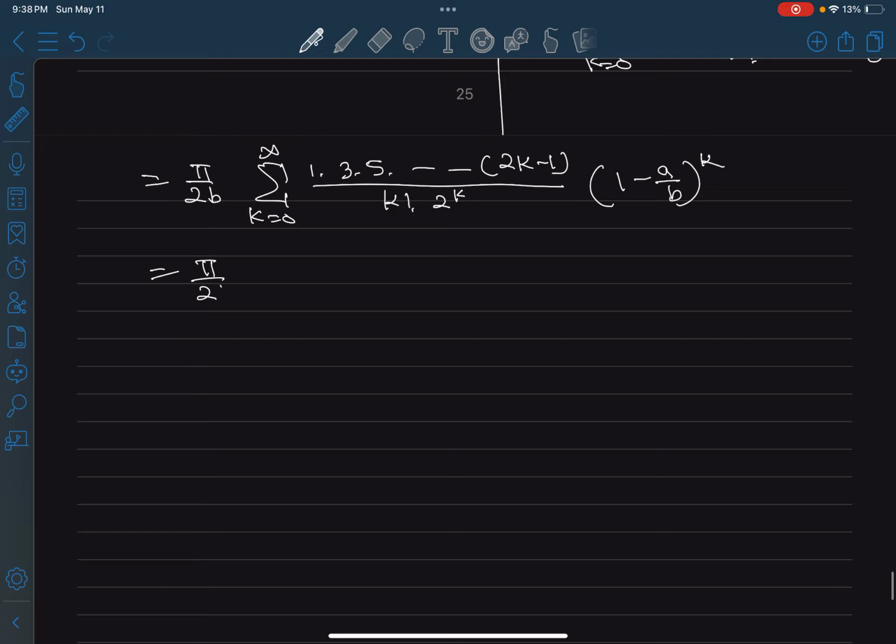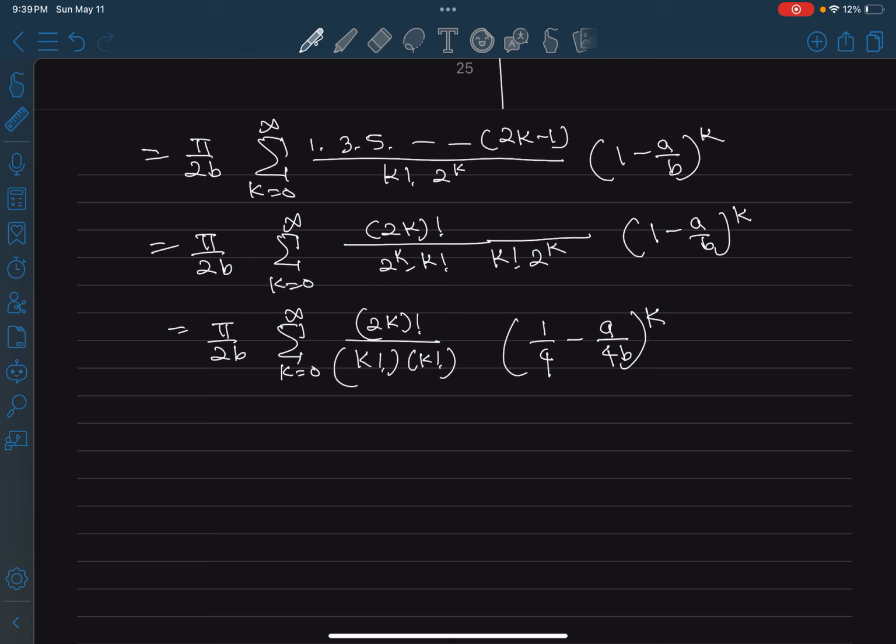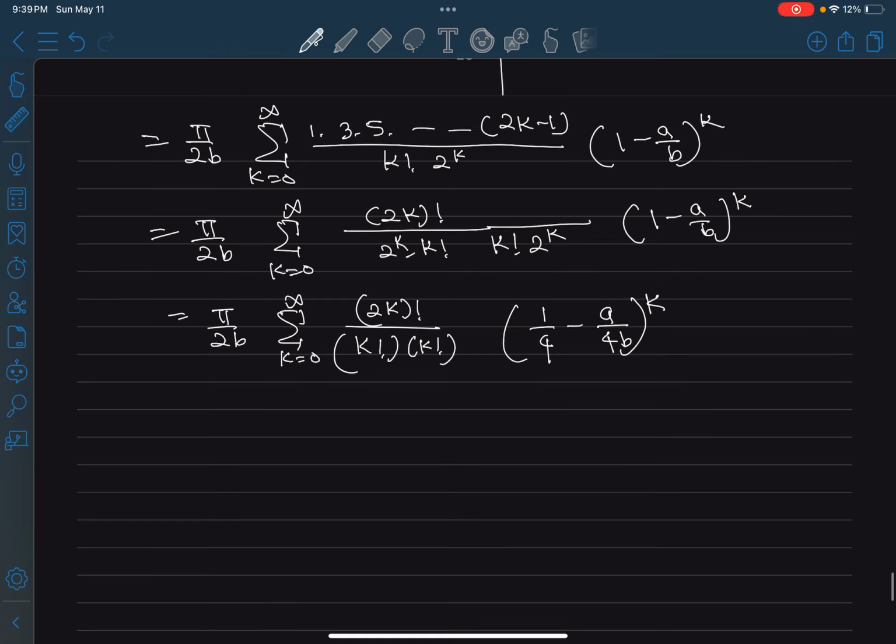This becomes pi over 2b. So now again, I can make the numerator 2k factorial and introduce 2 to the power k times k factorial in the denominator. You can see how that works if you just try to expand these things. And then we already have k factorial times 2 to the power k, with 1 minus a by b to the power k. Now I can write this as pi over 2b, sum from k equals 0 to infinity, of 2k factorial by k factorial, and then this becomes 1 over 4 times 1 minus a over b, to the power k, because I'm just taking this 1 by 4 to the power k inside this expression.